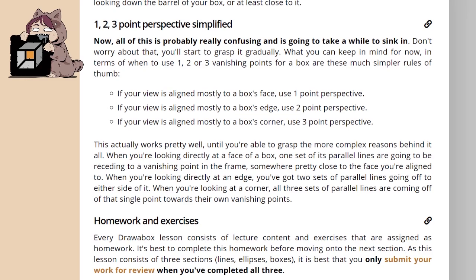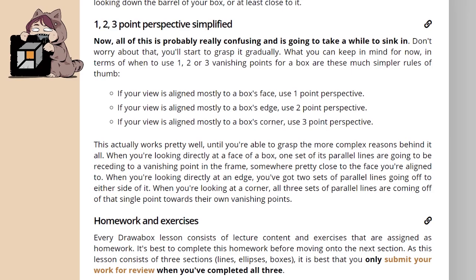If your view is aligned mostly to a box's face, use 1-point perspective. If your view is aligned mostly to a box's edge, use 2-point perspective. If your view is aligned mostly to a box's corner, use 3-point perspective. This actually works pretty well until you're able to grasp the more complex reasons behind it all.